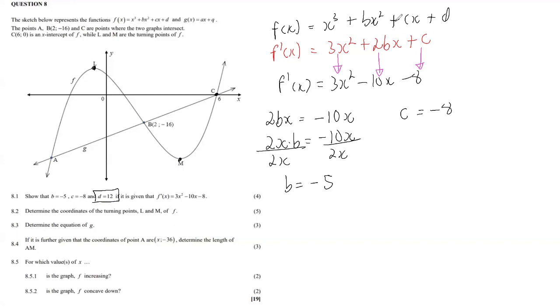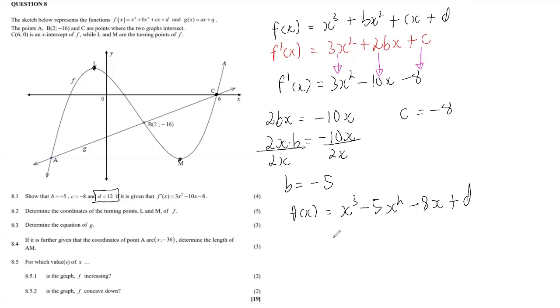With d, we cannot get it from deriving, because as soon as you derive, the d is lost because it's a constant. So we can only find d by using the original equation of f of x. So now we have f of x equals x cubed, let's substitute the b with negative 5, so we have negative 5 x squared, and the c is negative 8, so that's negative 8x, plus d.